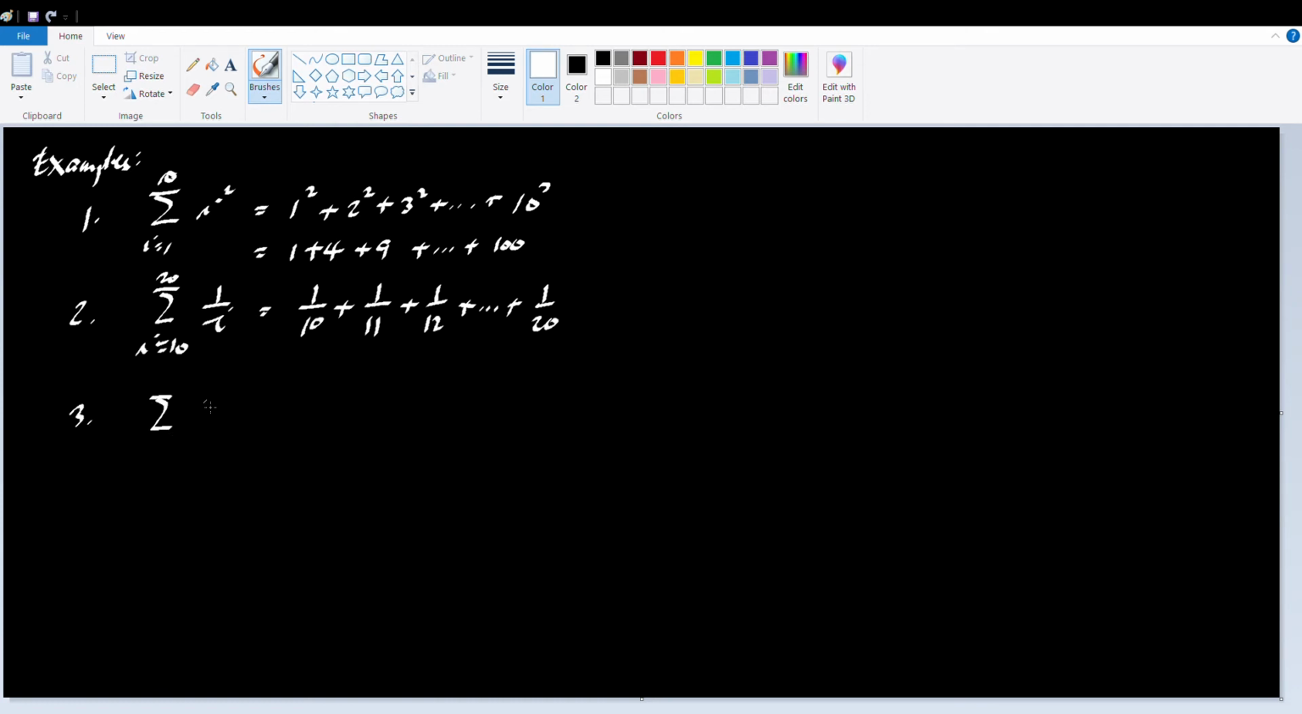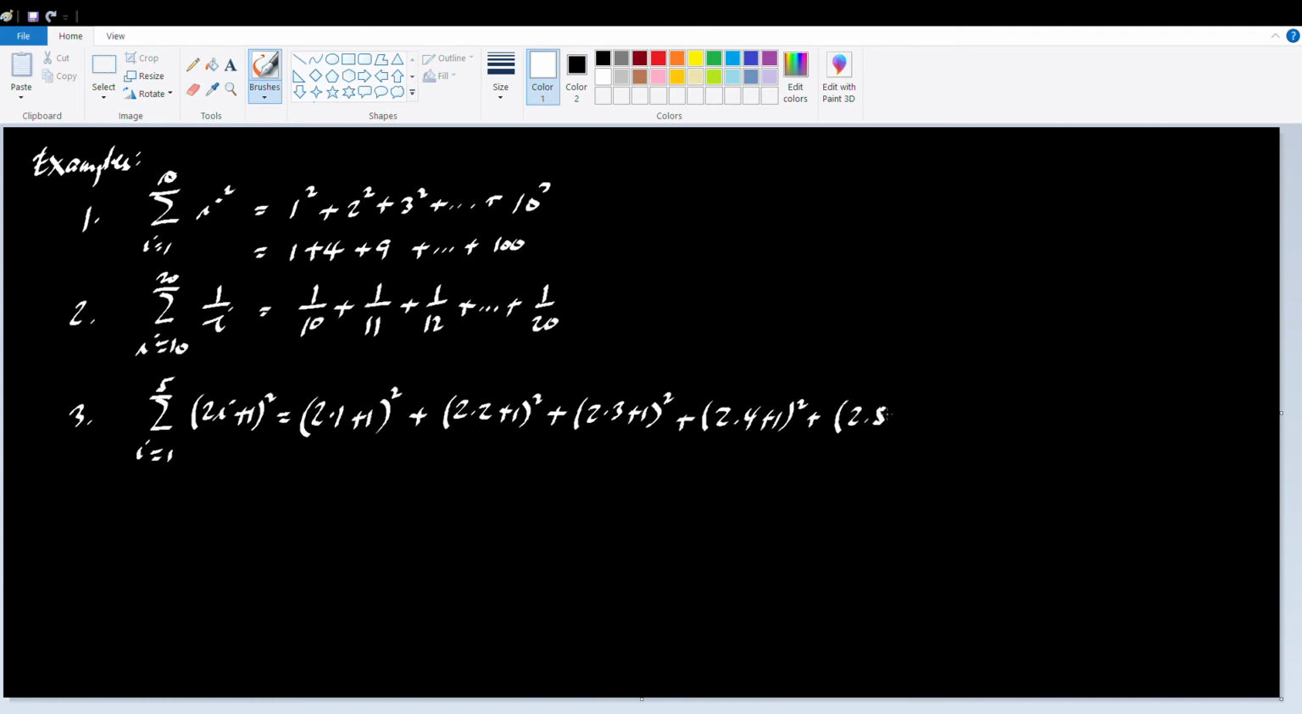Next, the summation of the quantity 2i plus 1 squared, i from 1 to 5. Same thing, we replace i by the integers 1, 2, until 5. So that will be 2 times 1 plus 1 squared, plus 2 times 2 plus 1 squared, plus 2 times 3 plus 1 squared, plus 2 times 4 plus 1 squared, and finally 2 times 5 plus 1 squared. So that will be 2 times 1 plus 1 is 3 squared is 9, 4 plus 1 is 5 squared is 25, 6 plus 1 is 7 squared is 49, 8 plus 1 is 9 squared, 81, plus 2 times 5 is 10 plus 1 is 11 squared is 121.